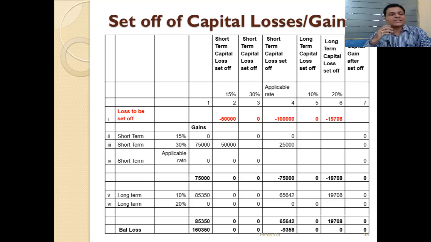Then the gains need to be shown separately under all these heads, and then the set-off needs to be shown separately, and in the end whether any loss needs to be carried forward if it has not been set off, or any capital gain which remains after set-off and which needs to be taxable for this year. Please do this very carefully, otherwise again there may be some double taxation, etc.